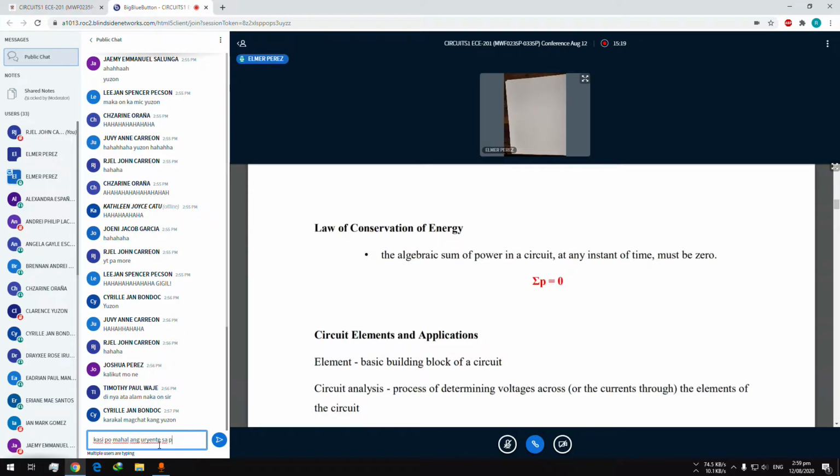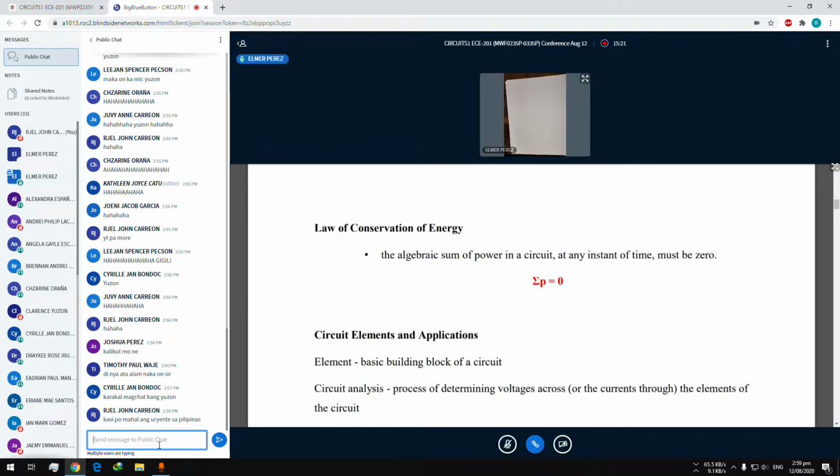Oh. Mahal yung kuryente sa Pinas. Okay. Sa Pinas lang ba?